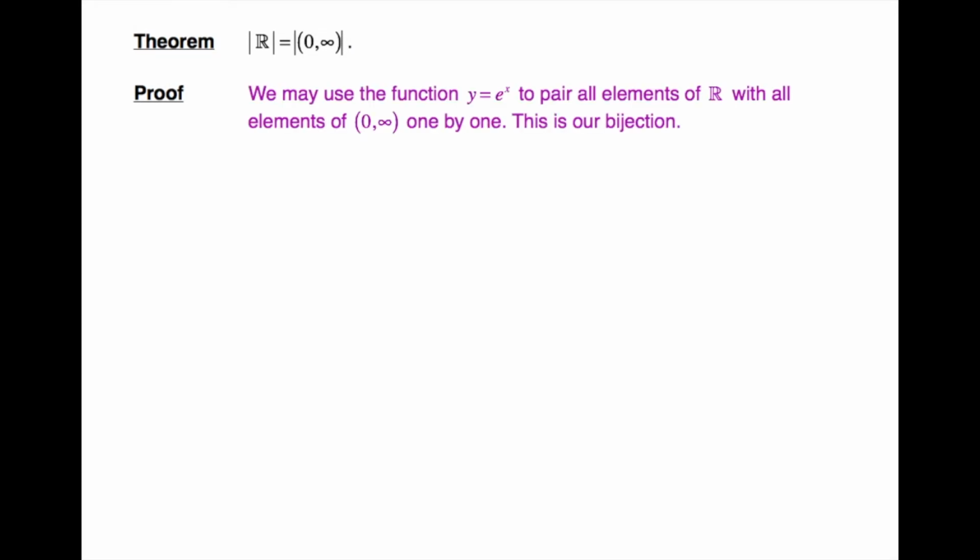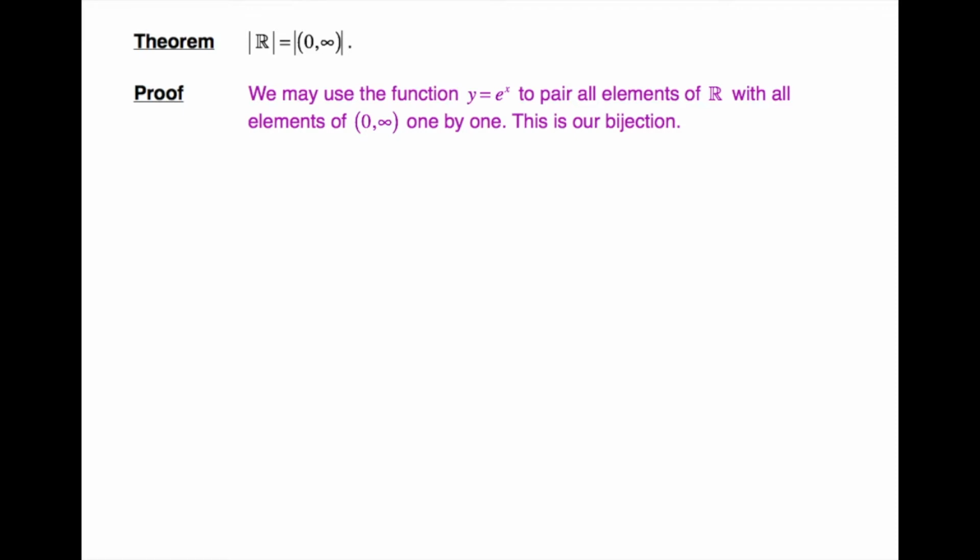Now let's prove that R has the same cardinality as 0 to infinity. We may use a function. As soon as we know a function that goes from R to a certain image, then we are very happy. We may use the function y equals e to the power x to pair all elements of R with all elements of 0, infinity, one by one.